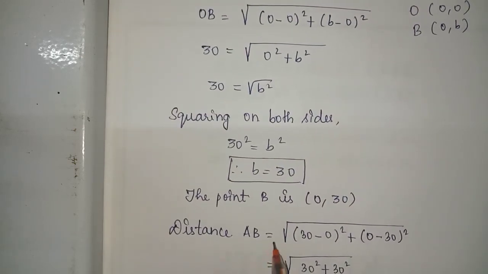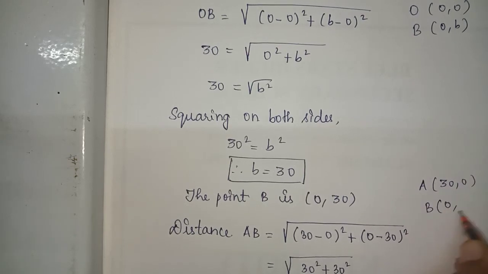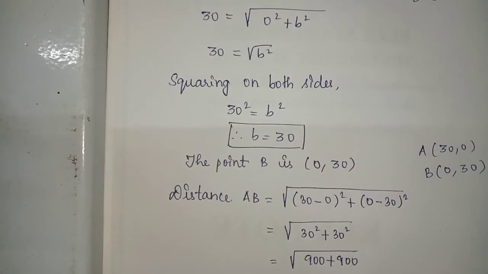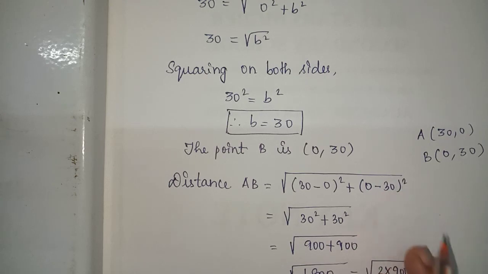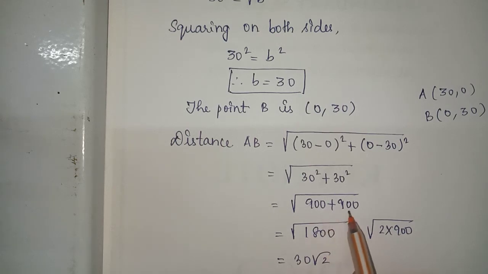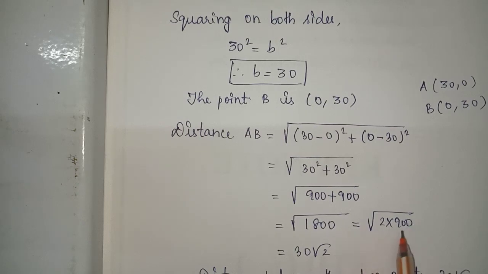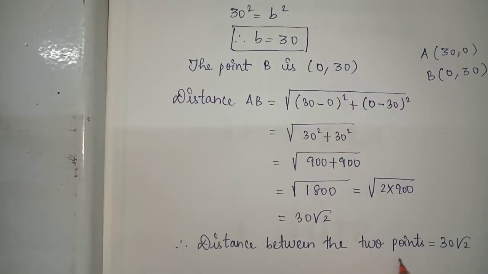Next, you have to find the distance AB. AB is equal to root of, A is 30, 0 and B is 0, 30. So now apply the distance formula. 30 minus 0 the whole square plus 0 minus 30 the whole square, which is equal to root of 30 square plus 30 square, equal to root of 900 plus 900, which is equal to root of 1800, which is nothing but root of 2 into 900. If you take the root of 900, it gives 30. So it is equal to 30 root 2. Therefore, the distance between the 2 points is 30 root 2.